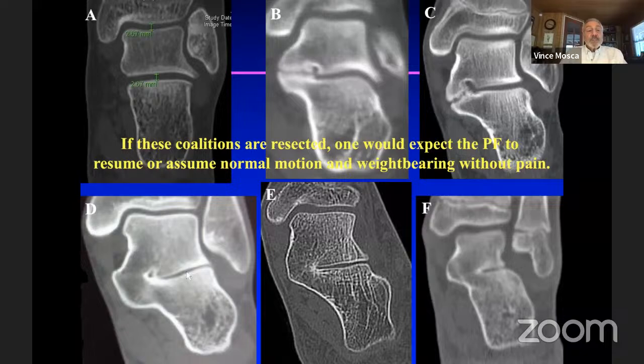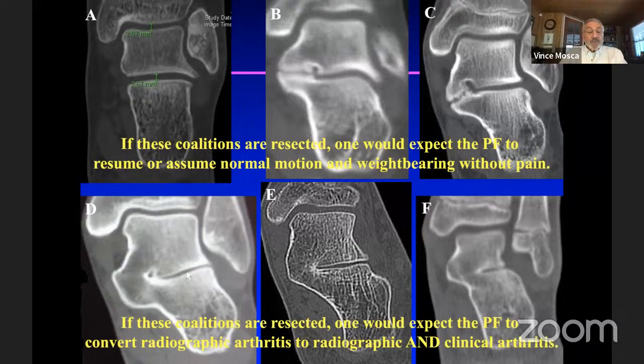If you resect the coalitions of the middle facet in the top group, you would expect the posterior facet to be healthy, comfortable, move well, enable the activities that the individual wants and needs. Whereas if you resect the middle facet coalitions in the bottom group, you're going to convert radiographic arthritis to radiographic and clinical arthritis of the posterior facet. Again, it didn't hurt, but if you remove the middle facet coalition, these narrow arthritic joints that don't hurt will become narrow arthritic joints that do hurt.